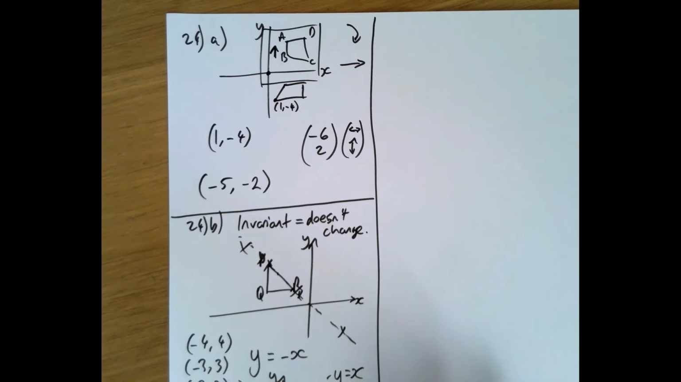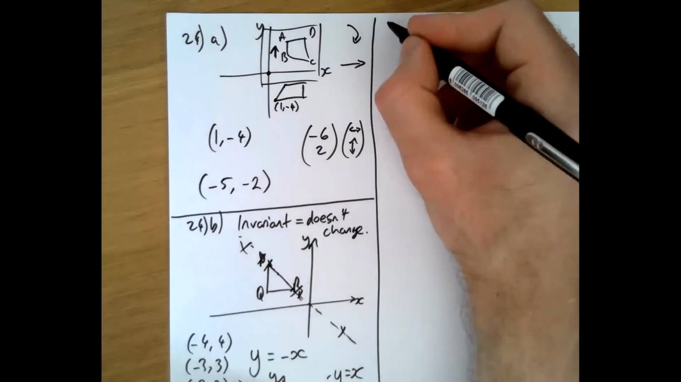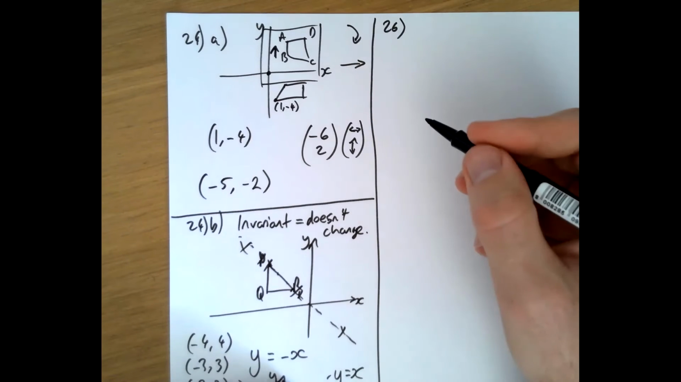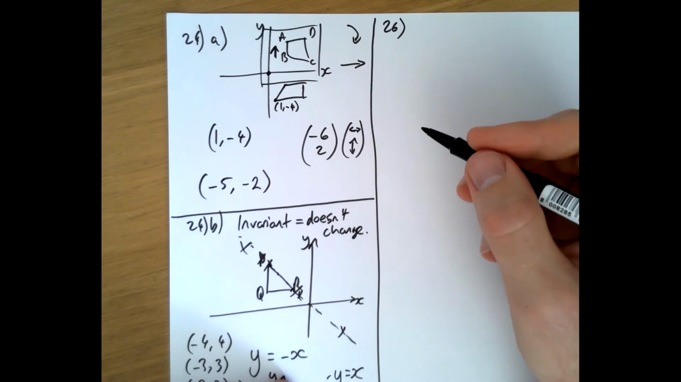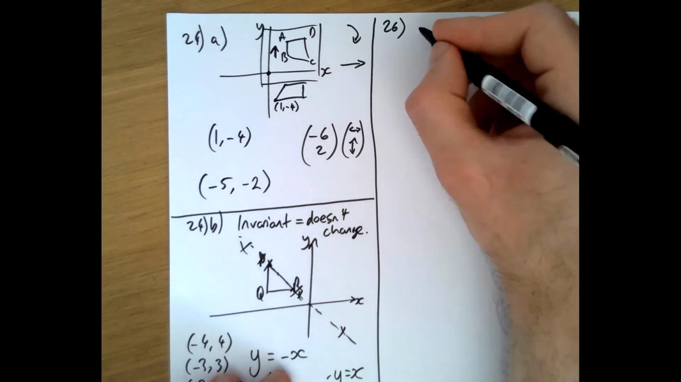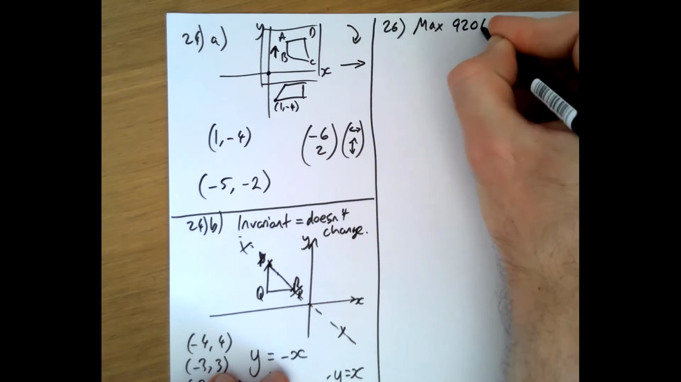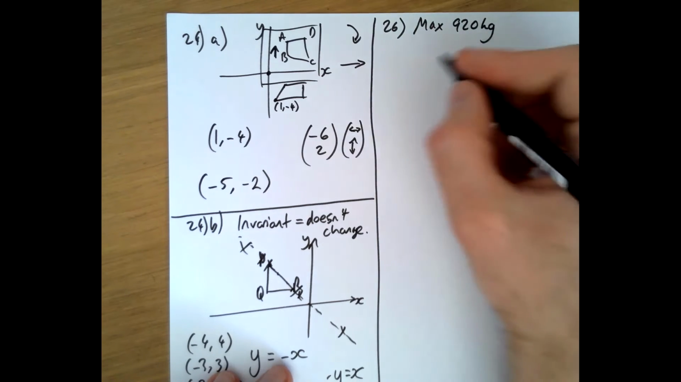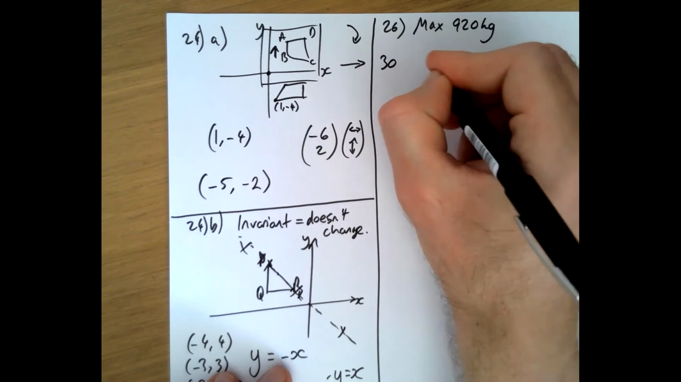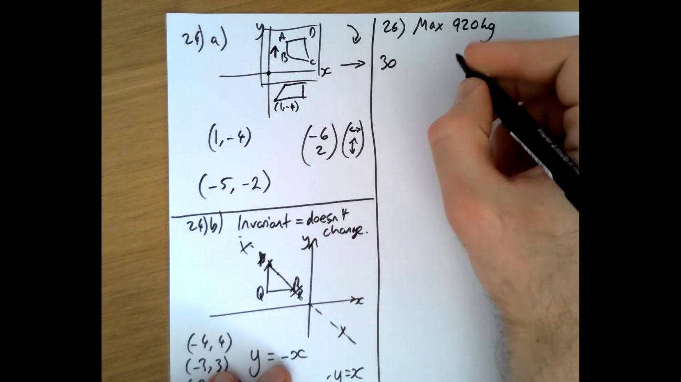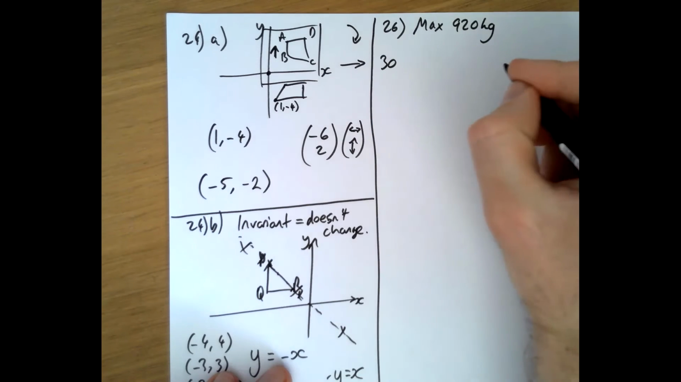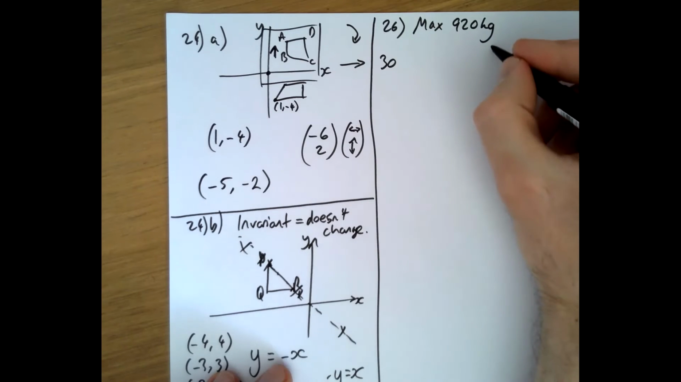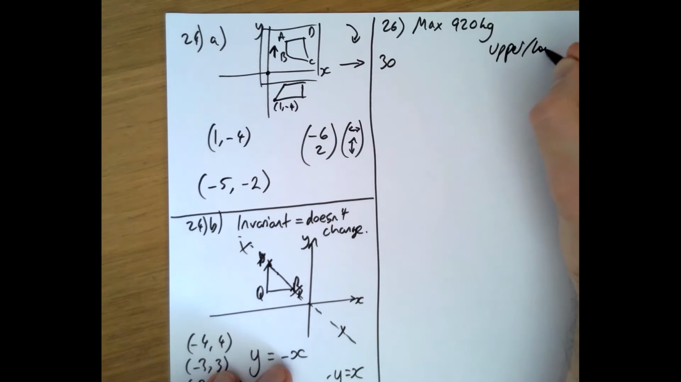Okay, 26. Edith's van can carry a maximum load, so max load is 920 kilograms. She wants to use her van to carry 30 sacks of potatoes, and it's 25 kilograms to the nearest kilogram. Okay, so when they say nearest kilogram, it's upper and lower bounds. Right, straightforward. You've just got to spot what nearest is, and then you can just work it out.